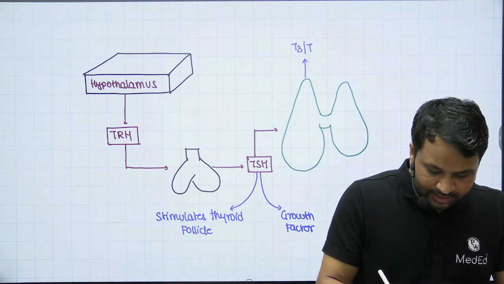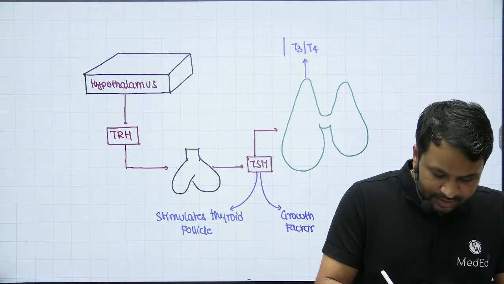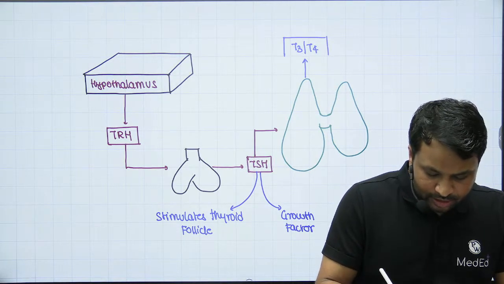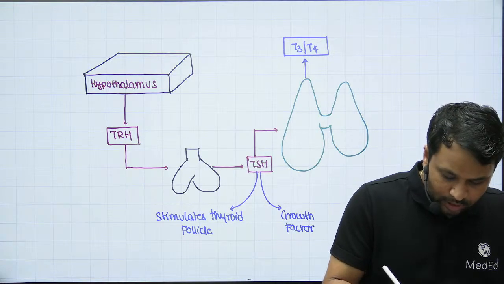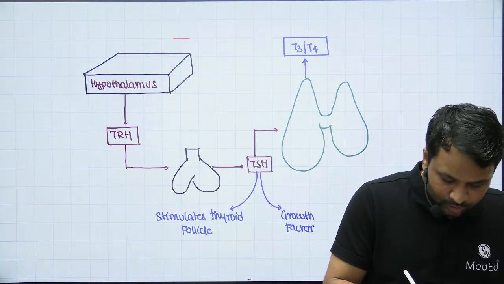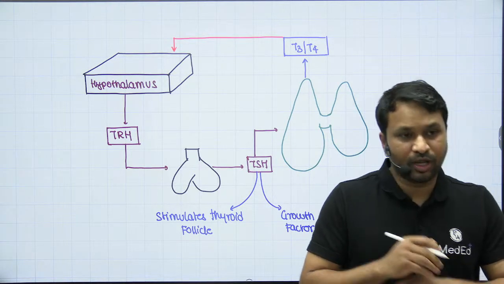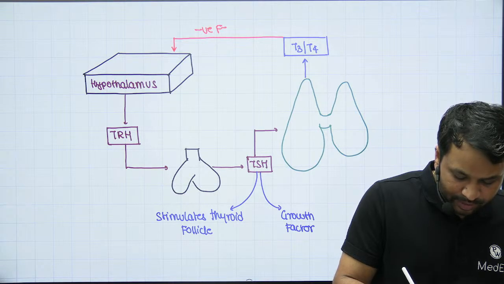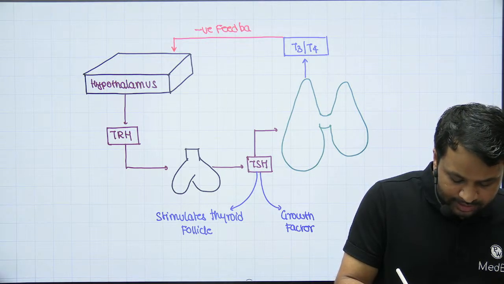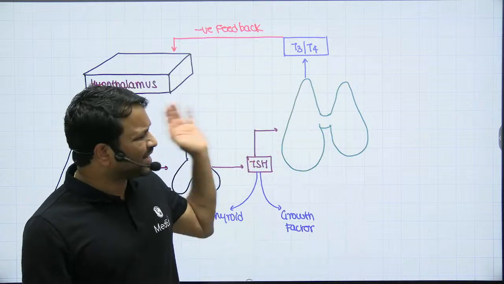Now whenever the T3 T4 concentration has become more, or whenever the T3 T4 concentration remains at an adequate level, this is now going to go and tell the hypothalamus, hypothalamus, we have enough amount of T3 T4, kindly stop working, and this is what we call the negative feedback. Now, negative feedback does not mean a bad feedback. Negative feedback is an opposite feedback.